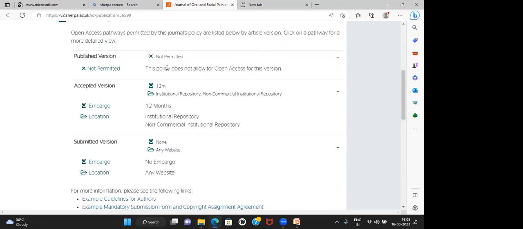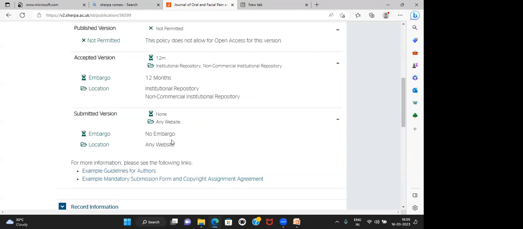It will be accessible against a fee, that is they will sell the paper. We have to subscribe to the paper, then it will be available. And in the accepted version, they also imposed the embargo. It will be available after 12 months. Up to 12 months, it will not be available from the repository. So this is the thing. And the submitted version we can access. So for the submitted version, there is no embargo. And this is the record information. So this is the thing.